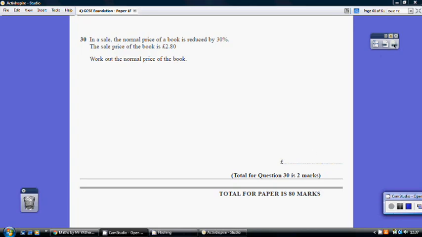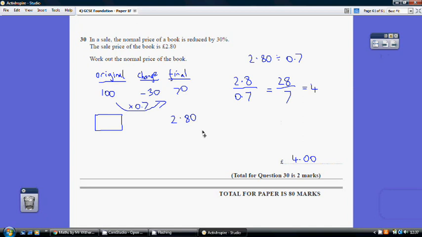Question 30. So think about the three columns. We have an original price, a price change and a final price, and let's always just make the original price 100 just to allow us to think about the percentage change. Now we're told that the price is reduced by 30%, so we're going to take 30% off 100. 100 take away 30 is 70. So had the price been £100 to start with, it would end up being £70 after a £30 reduction.